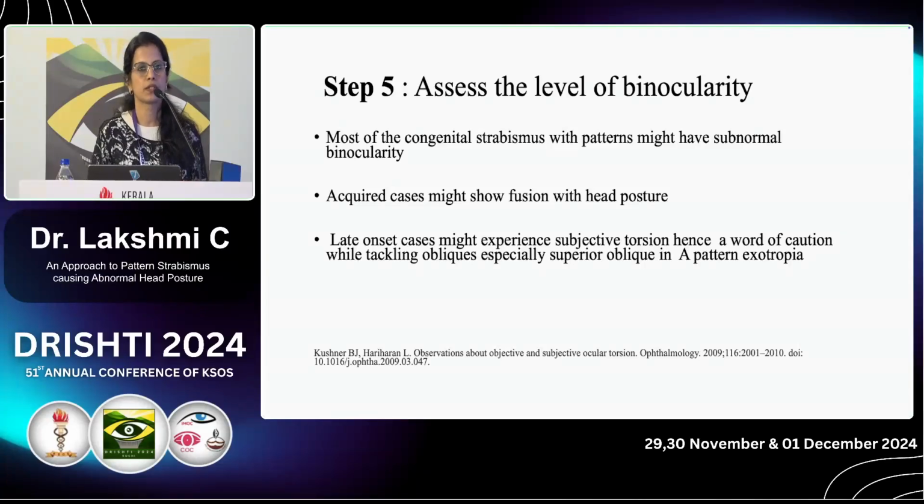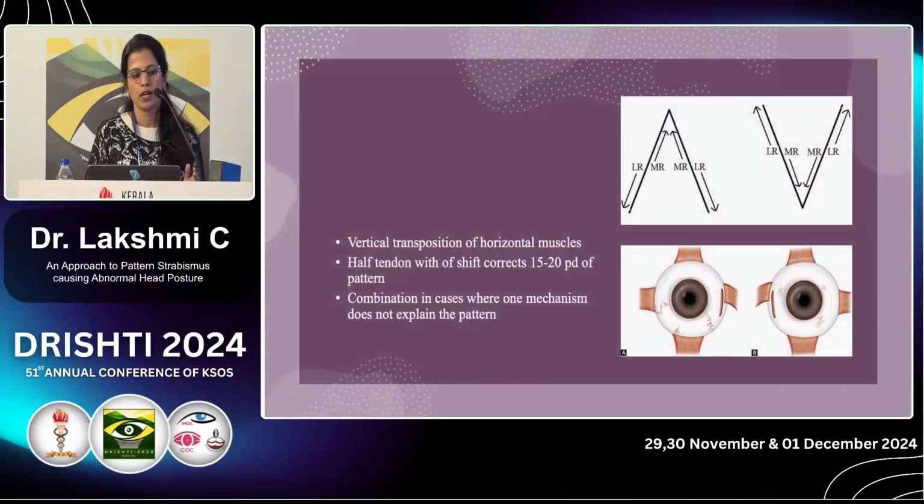Most of the congenital strabismus patients with patterns have a subnormal binocularity, but acquired cases or late onset cases can have a good binocularity. So if we are tackling the obliques, that can result in a torsional diplopia. So how do we manage? If the obliques are not involved, we upshift or downshift the horizontal recti, and medial rectus towards the apex and lateral rectus towards the base of the pattern.